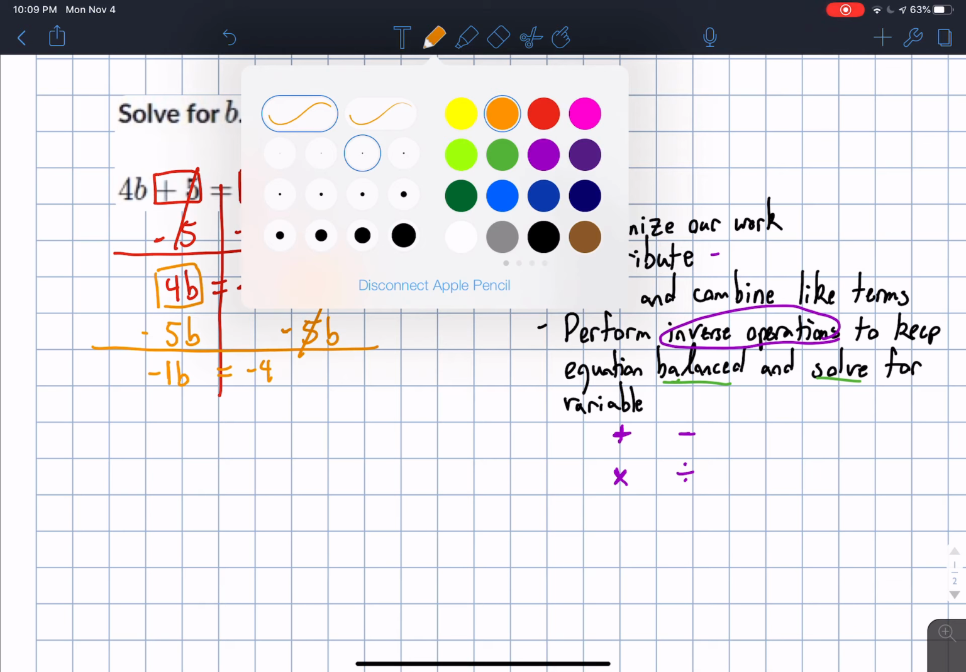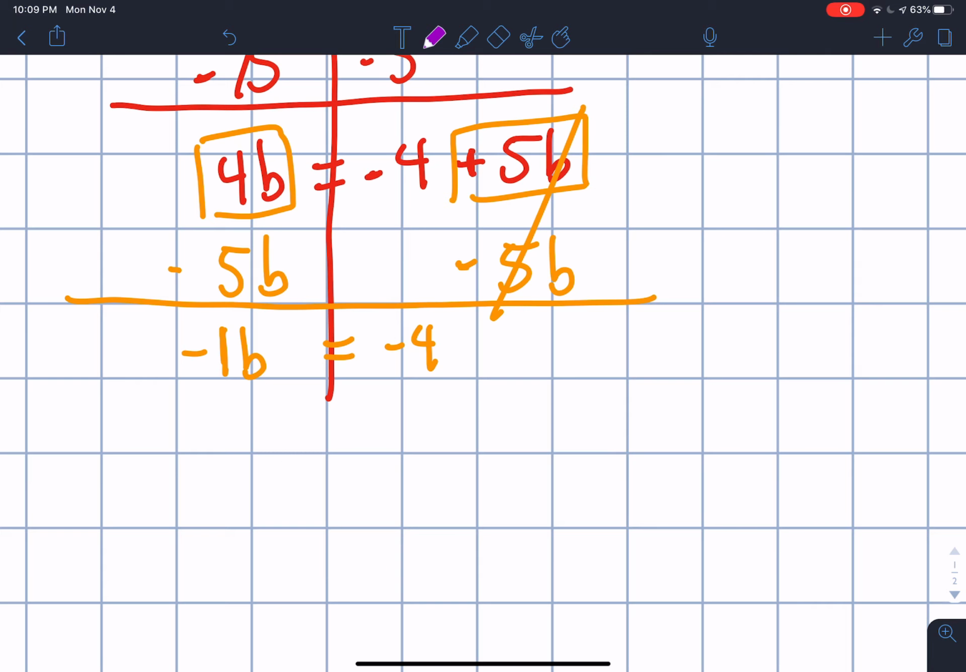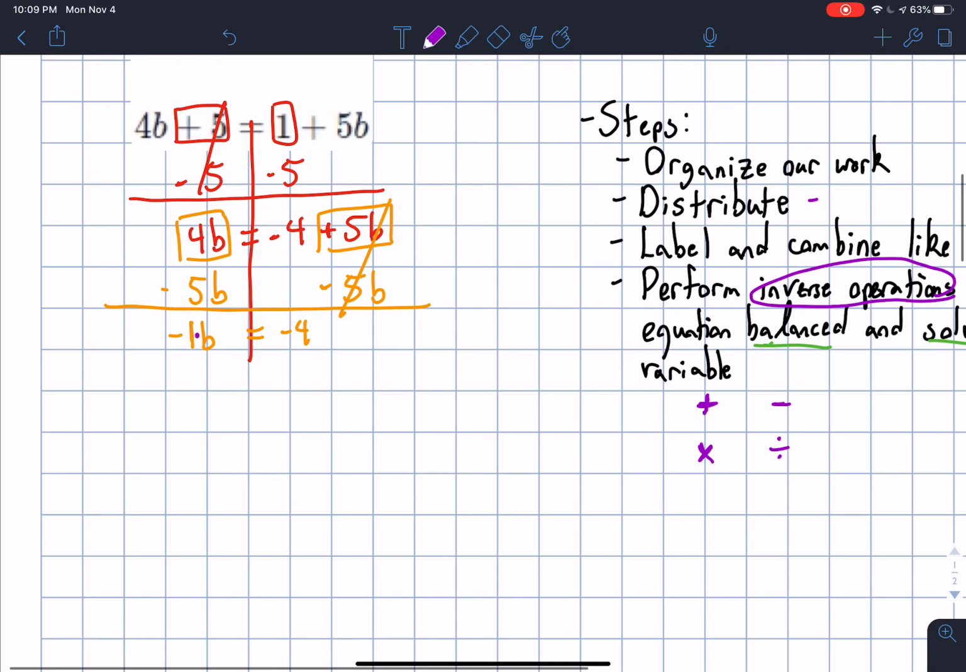Like we did the past two times, I know when I have a variable tied to a coefficient, I understand it as multiplication. The inverse of that would be to divide by the coefficient. So I'm going to divide both sides by the coefficient. I'm going to put b equals positive 4.